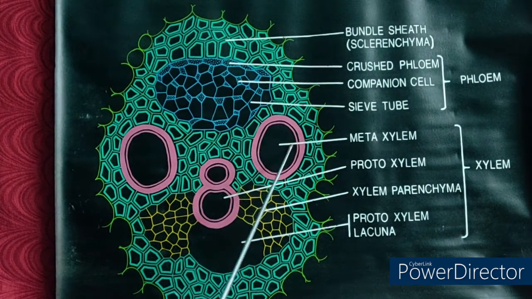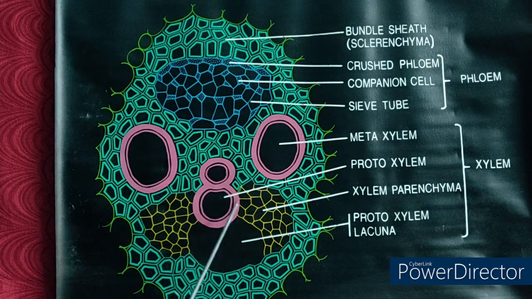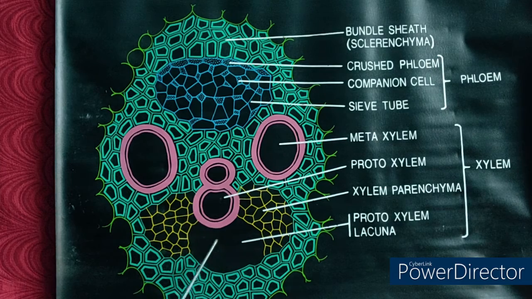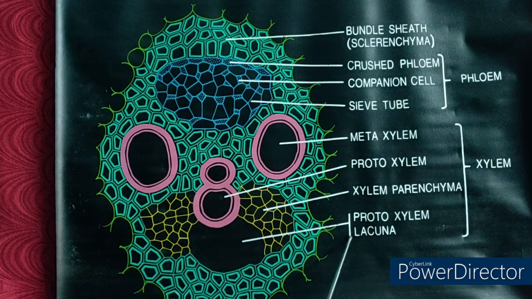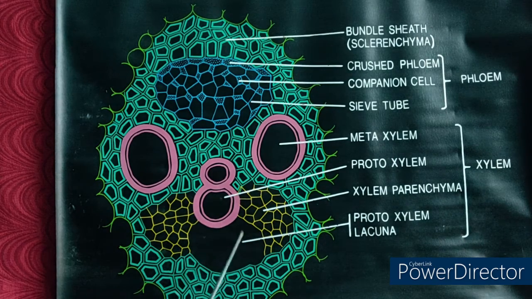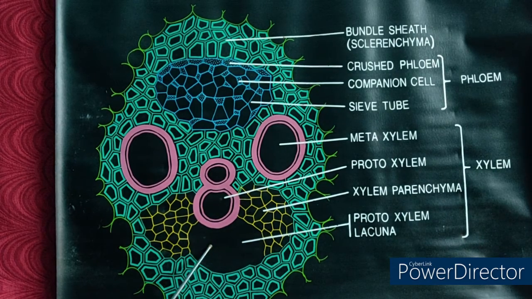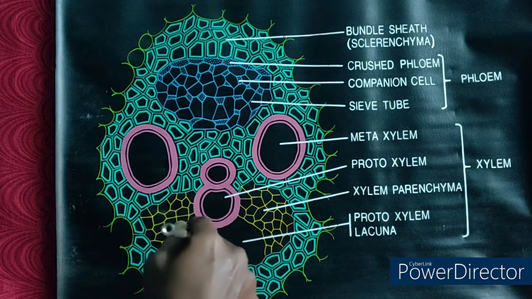If you look into this xylem, that is protoxylem and metaxylem, the protoxylem slowly disintegrates and forms a cavity-like structure, which is known as the protoxylem lacuna. So the protoxylem disintegrates and forms a cavity. Cavity means empty space, like a vacuole. Maybe in lower classes you have learned about vacuoles inside a cell.